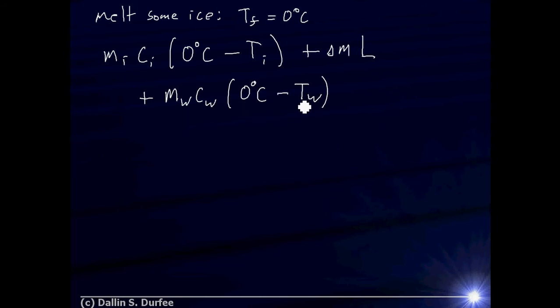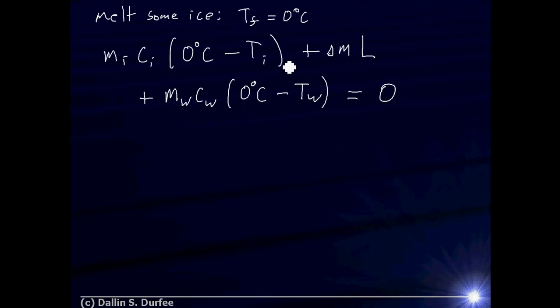It will be negative because really heat's flowing out of the water. All right, it's just final minus initial. And the final temperature, we already decided it has to be 0 degrees C. Otherwise, I can't have water in equilibrium with ice. So I add the heat that flows into the ice plus the heat that flows into the water, and that better add up to 0, right?